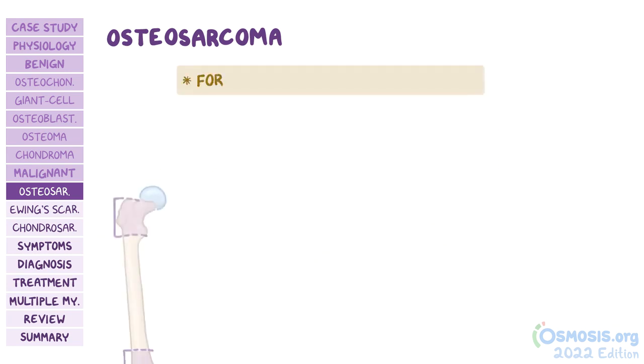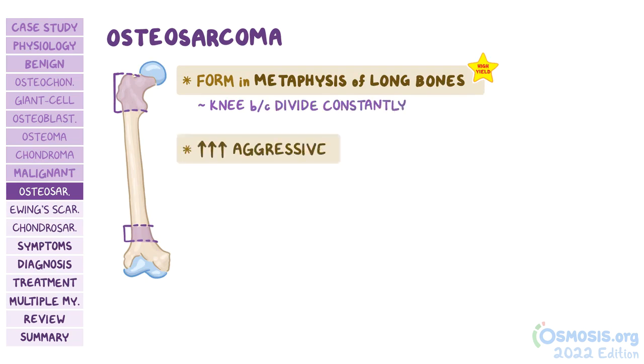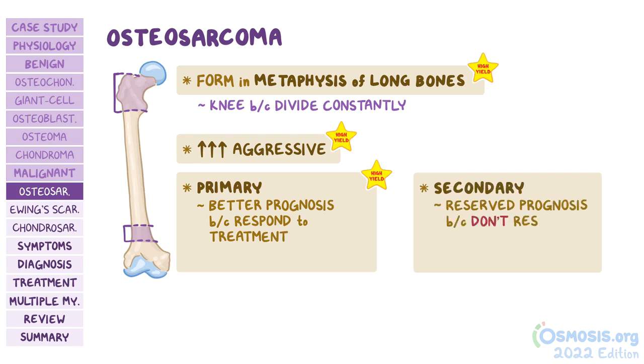Location-wise, the tumors often form in the metaphysis of long bones, especially in the knee region, because the cells there divide constantly. Osteosarcoma is very aggressive, with primary tumors having a better prognosis because they usually respond to treatment, whereas secondary osteosarcomas have a much more reserved prognosis because they don't typically respond well to chemotherapy or surgery.